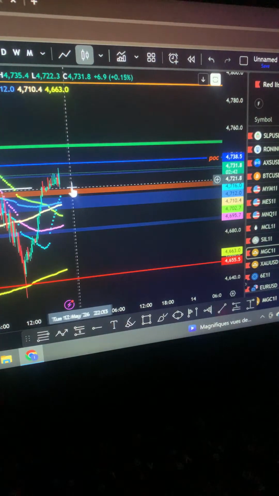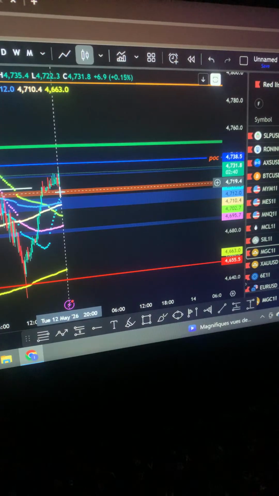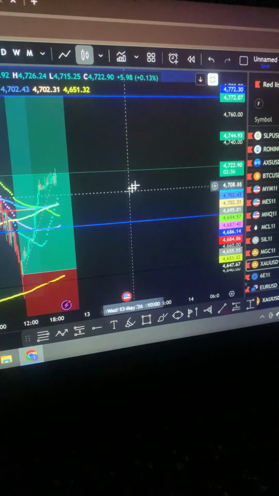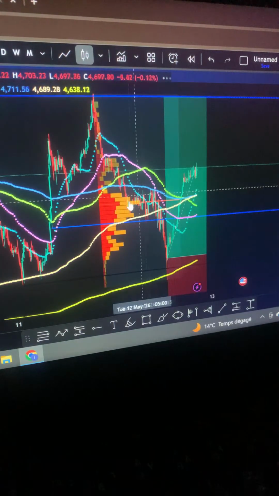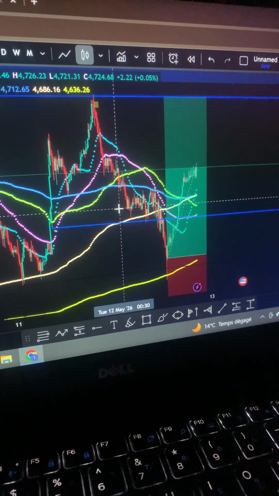Let's see gold. Maybe we can have something there. So this is the gold chart, 15 minutes.